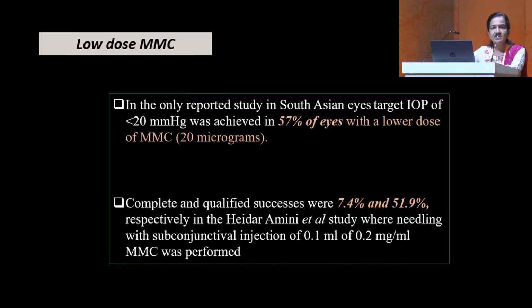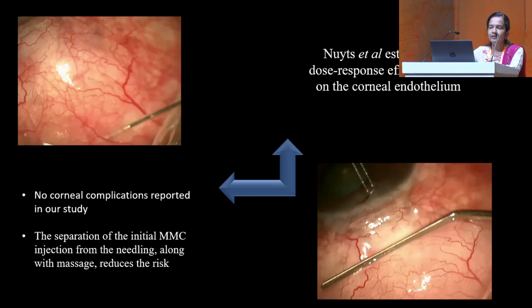The studies which used low dose mitomycin C reported lower success rates, ranging from 57% of the eyes. In our study, there were no corneal complications noted because we had initially separated the mitomycin C injection from needling, which reduces the risk.